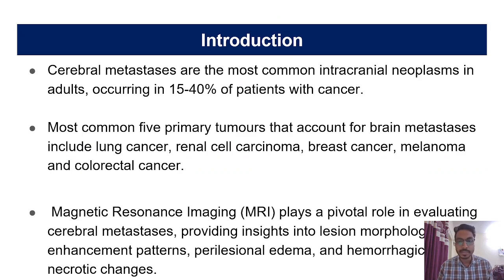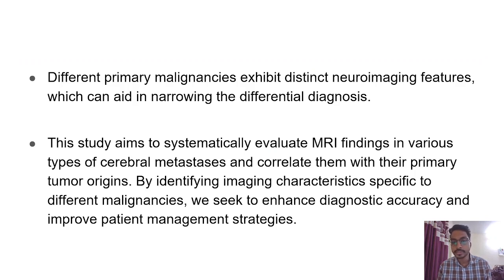Introduction. Cerebral metastases are the most common intracranial neoplasms in adults, occurring in 15 to 40% of patients with cancer. The most common five primary tumors that account for brain metastasis include lung cancer, renal cell carcinoma, breast cancer, melanoma, and colorectal cancer. MRI plays a pivotal role in evaluating cerebral metastasis, providing insights into the lesion morphology, enhancing pattern, perilesional edema, and hemorrhagic or necrotic changes. Different primary malignancies exhibit distinct neuroimaging features which can aid in narrowing the differential diagnosis.